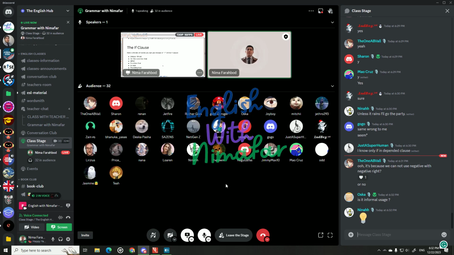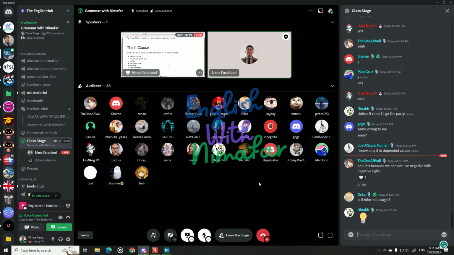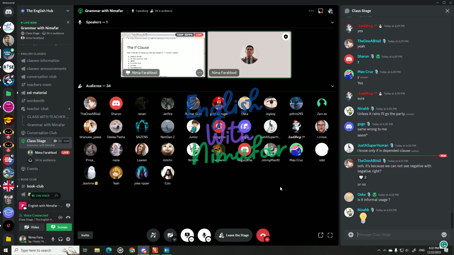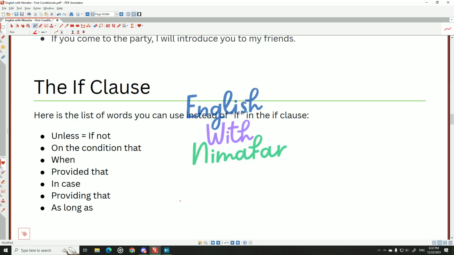In borders like this, for example, you will get killed unless you follow the instructions. It's formal, and we can see such sentences in instructions, regulations, guidelines. It's not informal; on the contrary, it's formal. And we can say it's like a double negative, because unless means if not. We don't have a negative, and after unless, we have a positive.